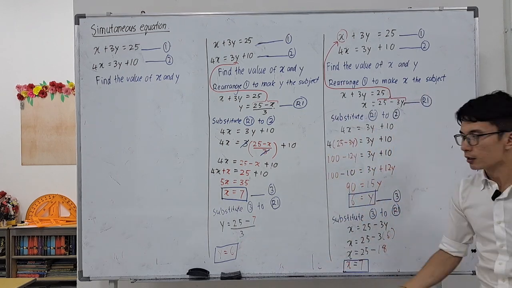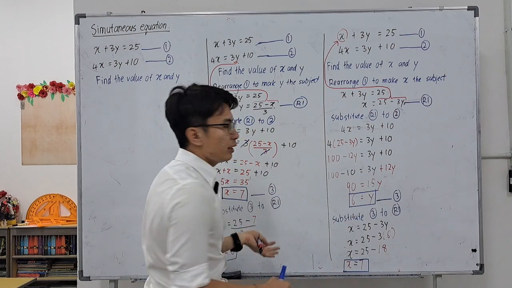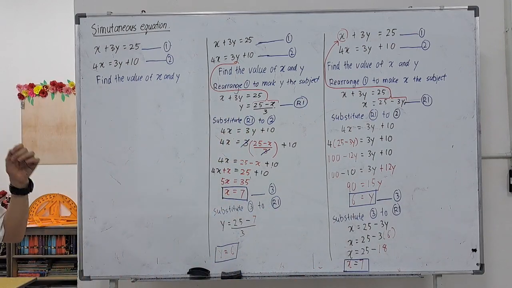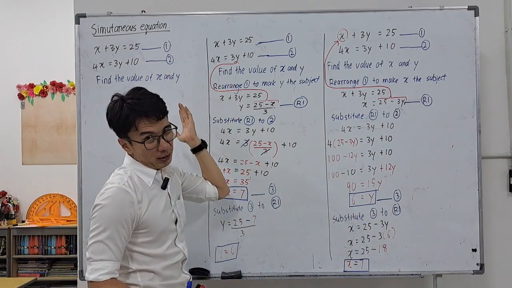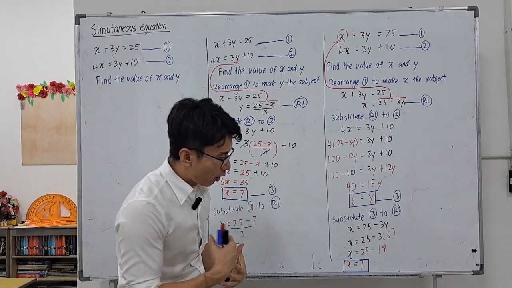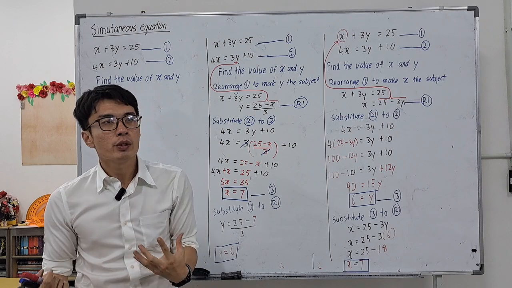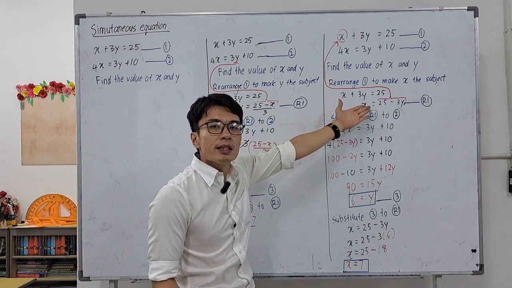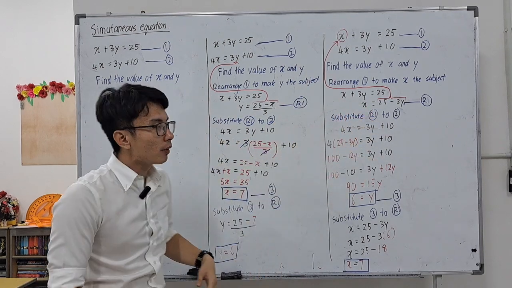Alright, same thing, right? Looks slightly different, but same thing over here. So it doesn't matter whether you make x or y the subject, it's going to be the same answer. But do choose the unknown that you can deal with more easily. Like for this case, it's going to be a linear equation. It's going to be easier to deal with, all right?